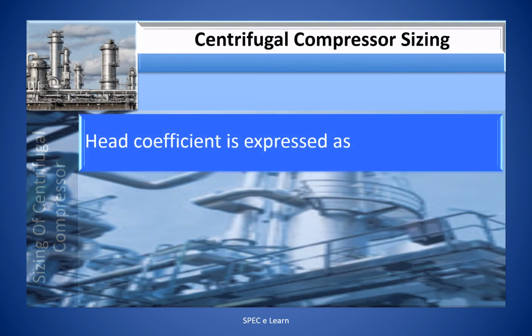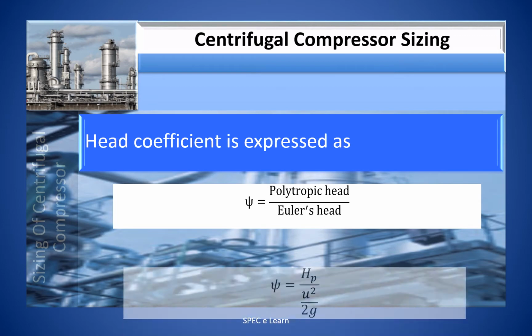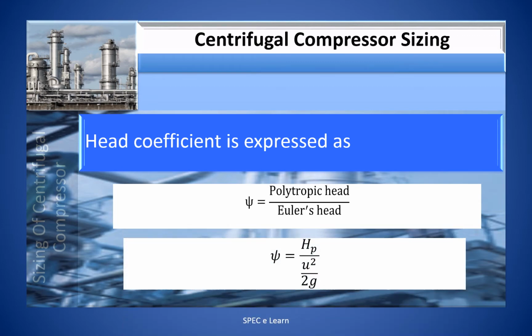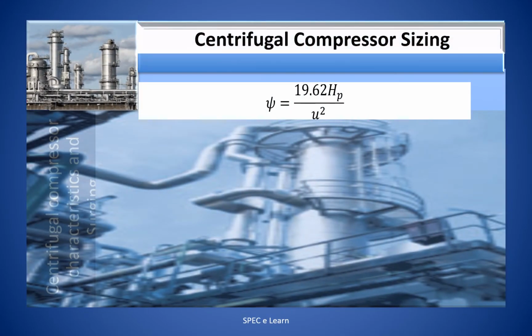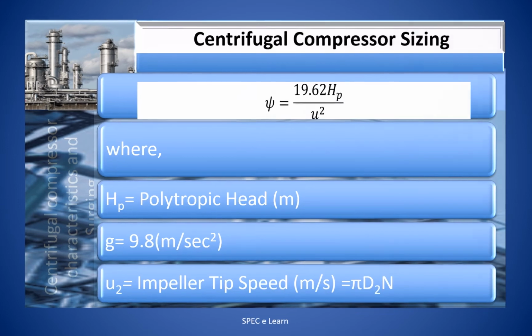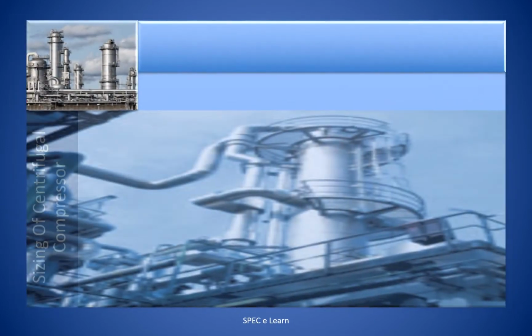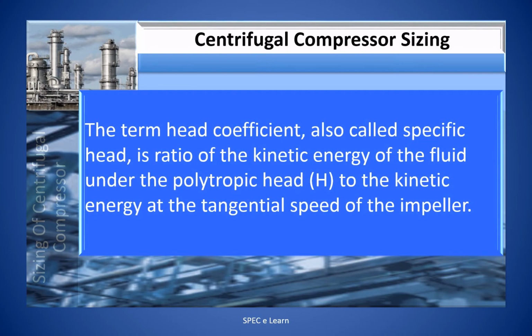Another important compressor performance parameter is head coefficient. Head coefficient is expressed as a ratio of polytropic head to the Euler's head. The units for the different terms in the coefficient are given here. The term head coefficient, also called specific head, is a ratio of the kinetic energy of the fluid under the polytropic head to the kinetic energy at the tangential speed of the impeller.